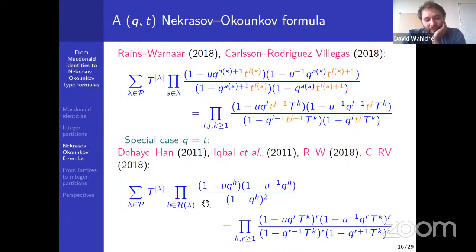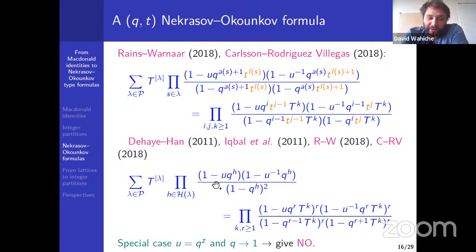But still, it is not the Nekrasov-Okounkov formula per se, because we don't have the classical one. I think it's not that evident how one can derive the Nekrasov-Okounkov formula that I showed at the very beginning. The remark made by Reins and Warner and Carlson and Rodriguez-Villegas is that this identity corresponds to a special case of a theorem proved by De and Han, and also simultaneously by Iqbal and co-authors. This was done combinatorially using a complicated object that does not extend well to other types, using vertex operators and some refined topological vertex operators.